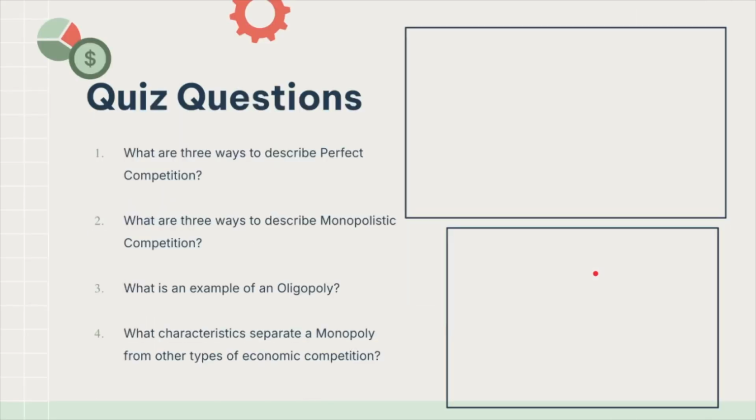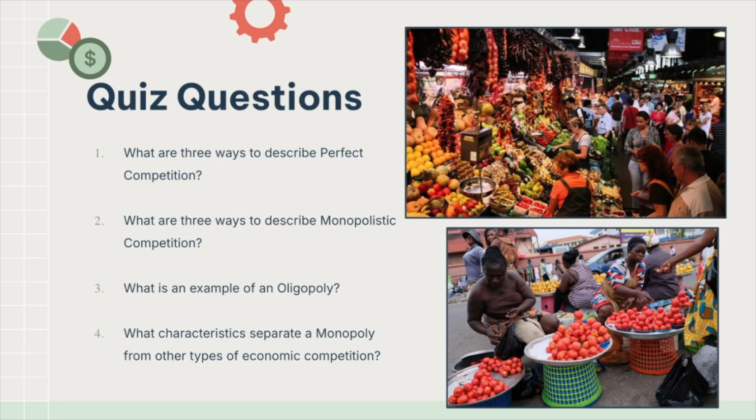So now we're going to go on to a quiz. Take your time before you answer these questions. I'm going to read it out, and just pause the video and feel free to answer the question and then check the answers later. Number one, what are three ways to describe perfect competition? Number two, what are three ways to describe monopolistic competition? Number three, what is an example of an oligopoly? Number four, what characteristics separate a monopoly from other types of economic competition?